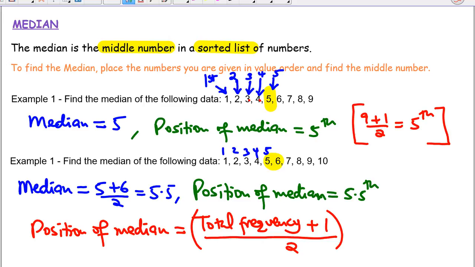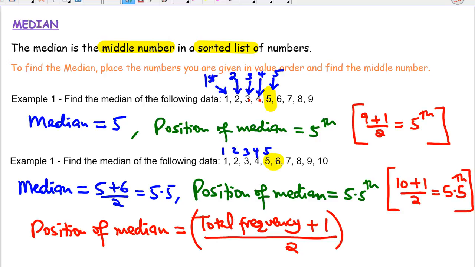Makes sense. In the second example, the position of the median will be, so total frequency, how many numbers do I have? 1, 2, 3, 4, 10 in total. So that will be 10. So 10 plus 1 divided by 2, which is 5.5.